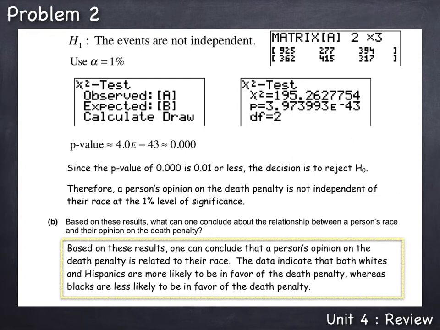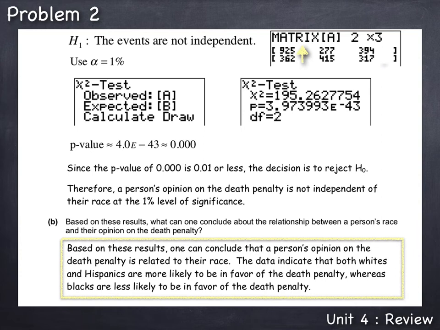Now, the hypothesis test just allows us to answer either yes or no. In this case, no, they're not independent. Therefore, there is some sort of relationship. In order to get more insight into the actual nature of the relationship, we need to look inside the data. So if you look inside the table or the matrix, you can see that for the whites, there were significantly more that were in favor of the death penalty, 925, than there were who were opposed, 362. And so since those in favor were much more than those opposed, we can say that whites were much more likely to be in favor of the death penalty.